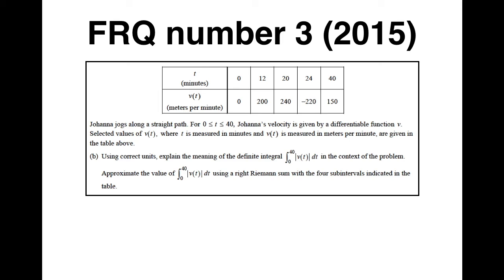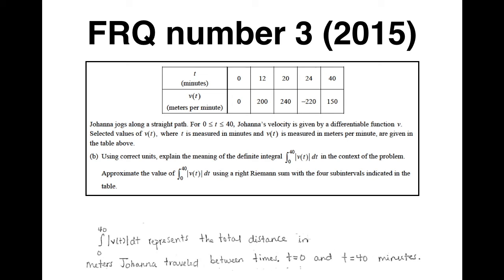Question B. Using correct units, explain the meaning of the definite integral in the context of the problem. Approximate the value of the integral using a right Riemann sum with the 4 subintervals indicated in the table. The first student wrote that the integral represents the total distance in meters Johanna traveled between times t equals 0 and t equals 40 minutes.